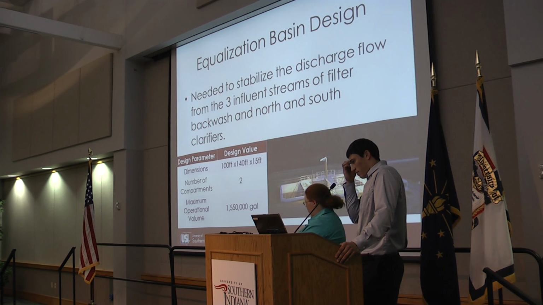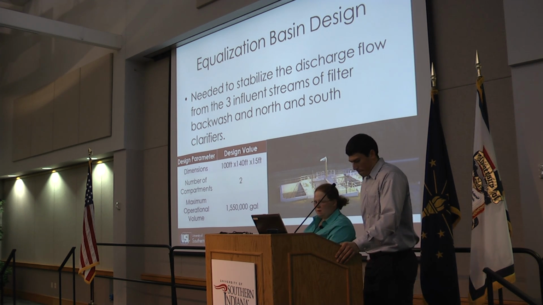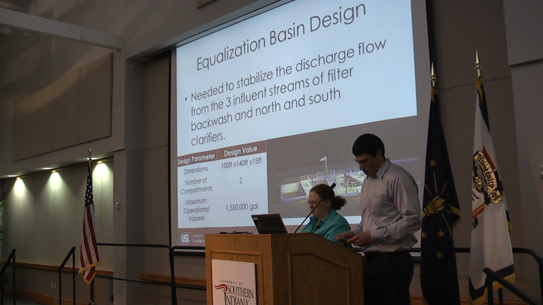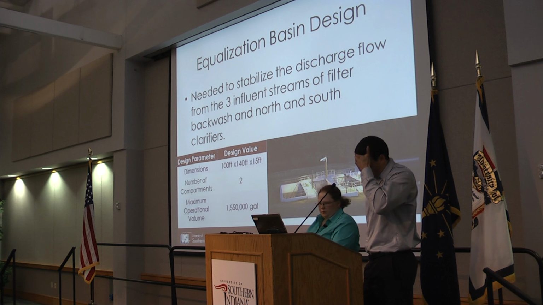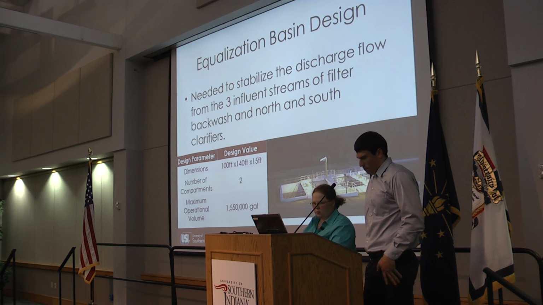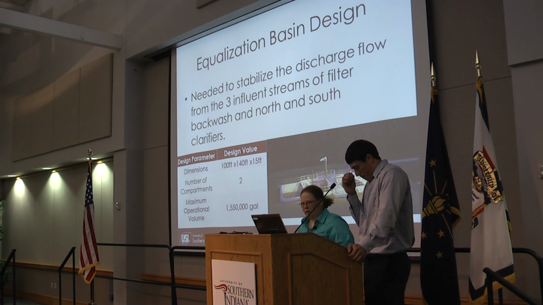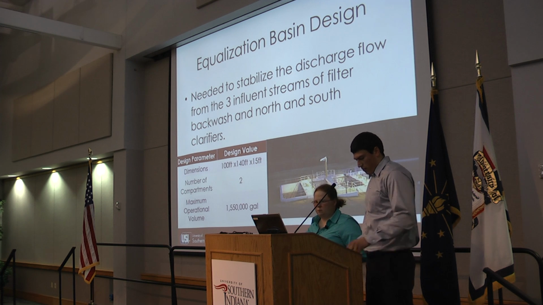Because there are 3 different waste streams that are all supposed to be cleaned and have different flow rates leaving the plant, an equalization basin is needed to stabilize flow for smaller components downstream. Our design is a 100-foot by 140-foot rectangular equalization basin. It's 15 feet deep, and it'll have 2 compartments, one for extra storage.